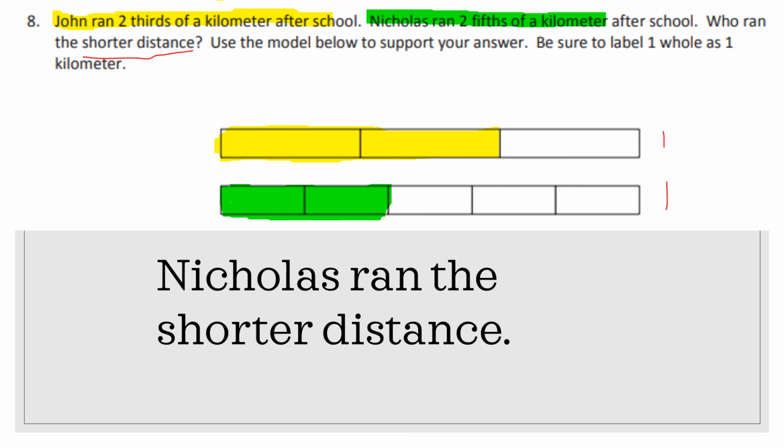And you can see I kept them as the highlighted colors. So I said Nicholas ran the shorter distance, and be sure to label one whole as one whole. I did my one whole, but you could also write it as this. Remember, we have, let's get in the right color so you'll be able to see it. So we'll try red. 3/3 and 5/5. And remember, this was John and this was Nicholas. Let's keep going to our last problem.